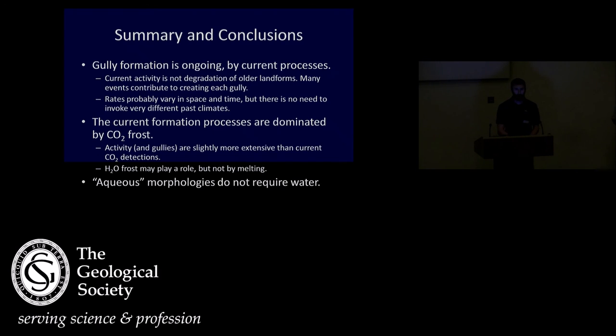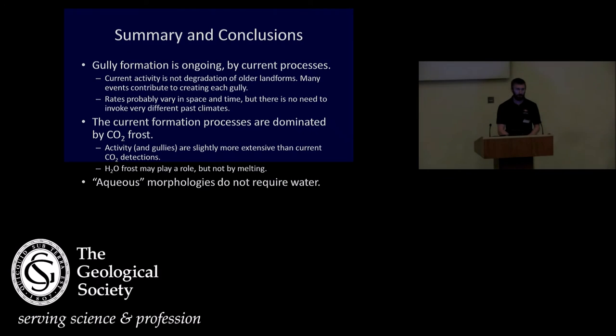So, some questions. Have you looked at the slopes at which these processes are occurring? Do you find, as others have reported, some lower slope limit to which current activity goes down to? Haven't looked in detail. We don't have enough DTMs yet to look at all of these, so that's something I'd like to do.